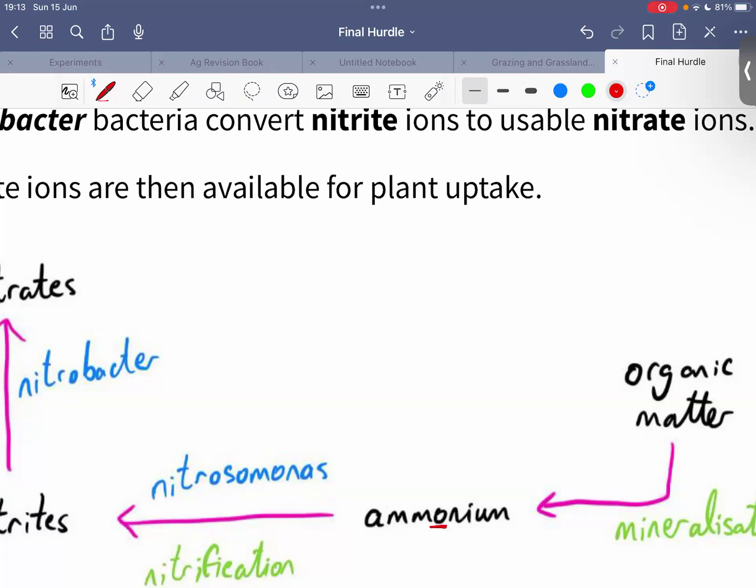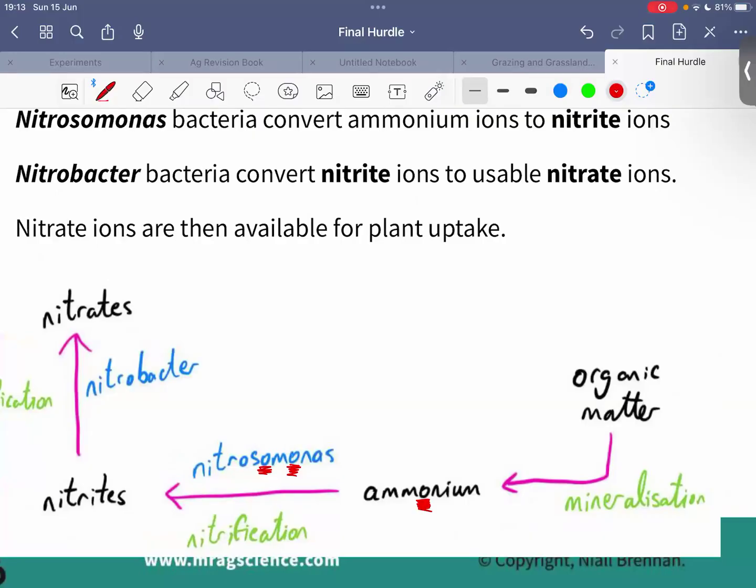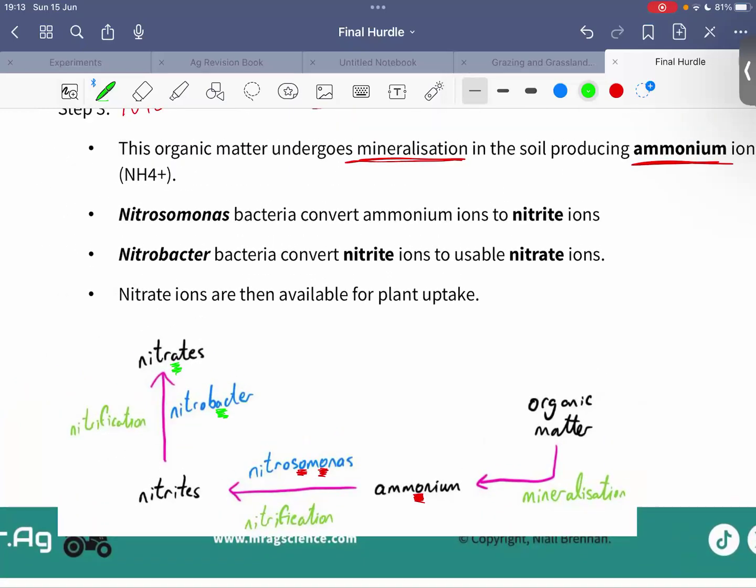I have O in ammonium, and I have O in Nitrosomonas. Okay, that is how we're remembering that. And then we go from our nitrites to our nitrates, and that is Nitrobacter. We have A in Nitrobacter, and we have A in nitrates. Will I do that in a different color for you, just in case? So A in Nitrobacter, A in nitrates. Okay, that is your nitrogen cycle.